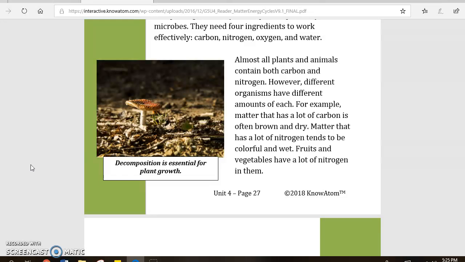Almost all plants and animals contain both carbon and nitrogen. However, different organisms have different amounts of each. For example, matter that has a lot of carbon is often brown and dry. Matter that has a lot of nitrogen tends to be colorful and wet. Fruits and vegetables have a lot of nitrogen in them. Caption: Decomposition is essential for plant growth.